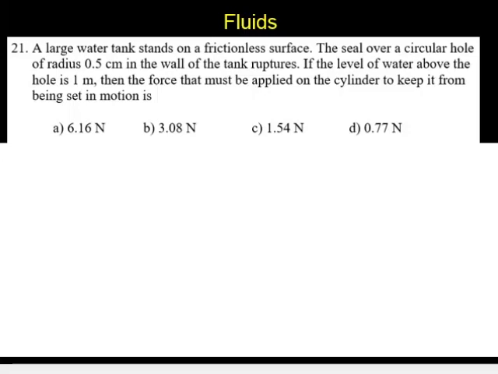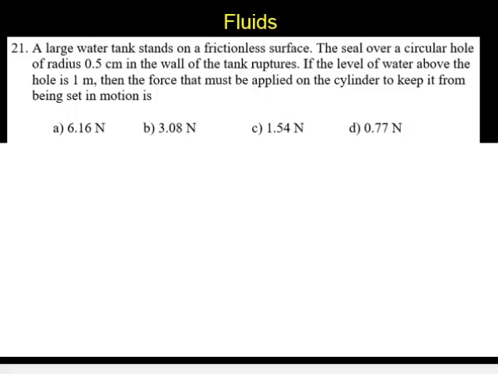Question number 21. A large water tank stands on a frictionless surface. The seal over a circular hole of radius 0.5 centimeter in the wall of the tank ruptures. If the level of the water above the hole is 1 meter, then the force that must be applied on the cylinder to keep it from being set in motion is 6.16 Newtons, 3.08 Newtons, 1.54 Newtons, or 0.77 Newtons.